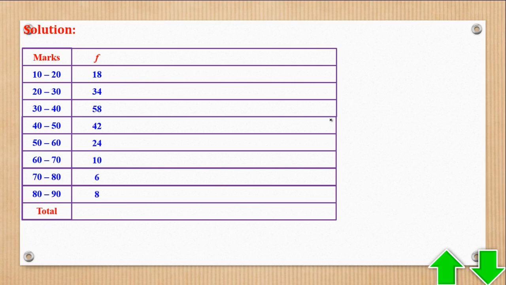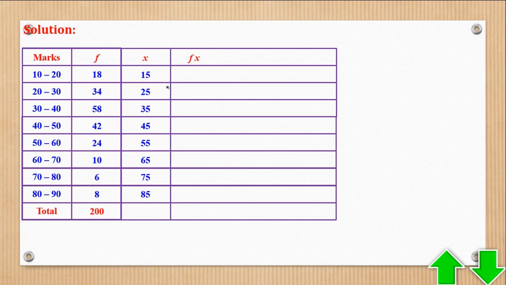And we add all those values and get the total. Then we also need the mid mark. So for the mid mark, we shall add and divide by 2. So this plus this divide by 2, this plus this divide by 2, and so on for each class.